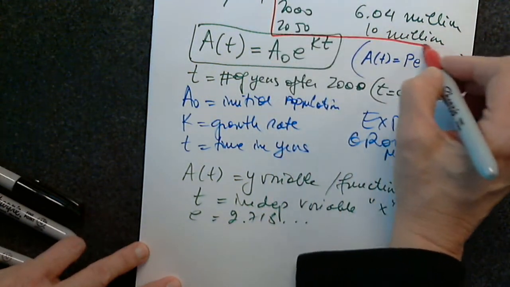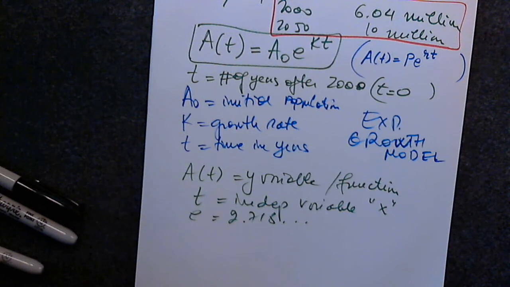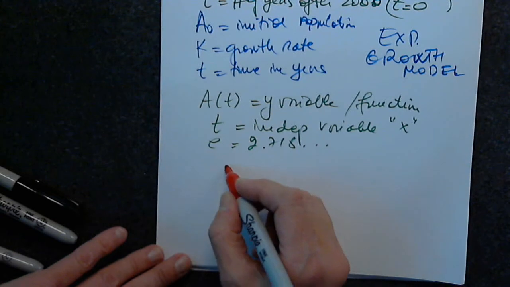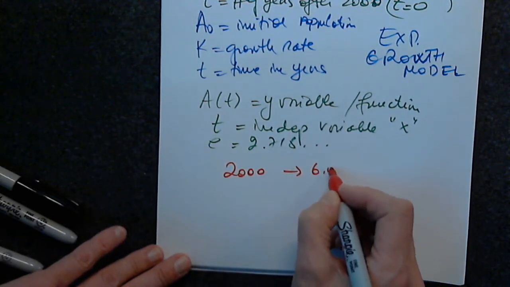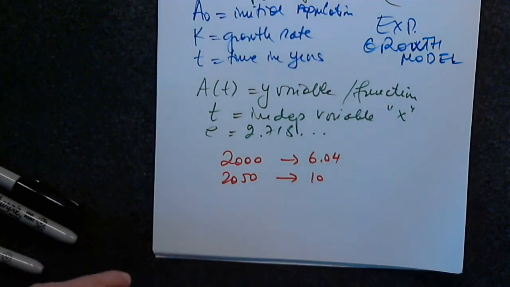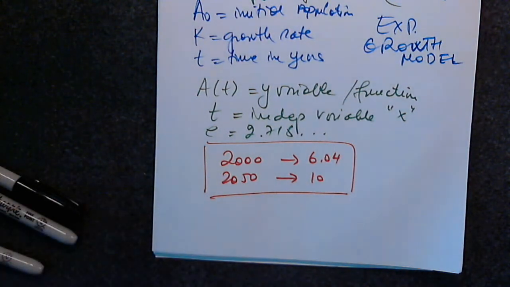I would like to talk about the information given. And you're correct. A0 is given to us. Perfect. But I'd like to talk about these two pieces of information. It says in 2000, 6.04, in 2050 predicted to be 10. What is this? What are we told here? What are we given here? When we are told 2000, 6.04, 2050, 10 million. What is this? We've seen this before. What are they called?